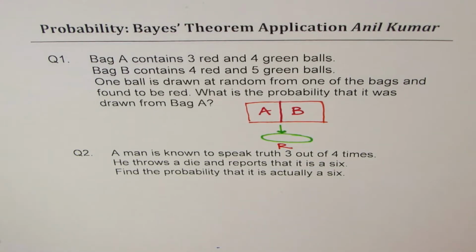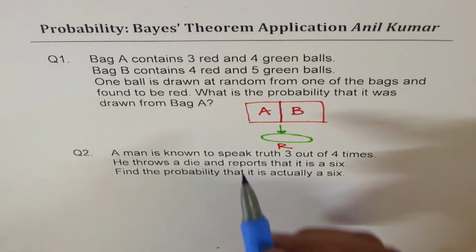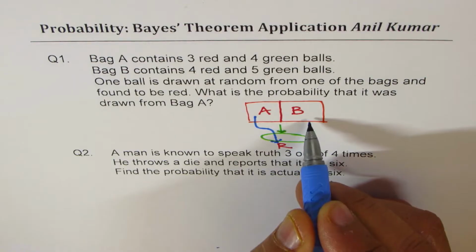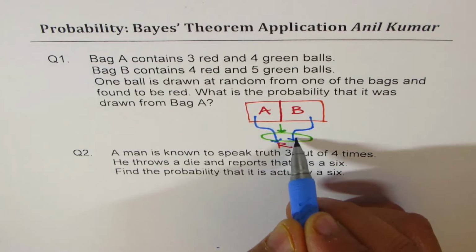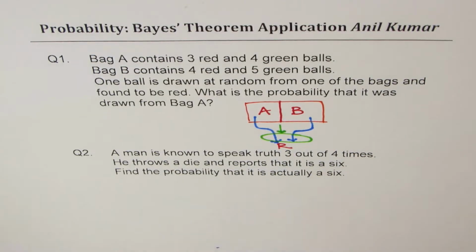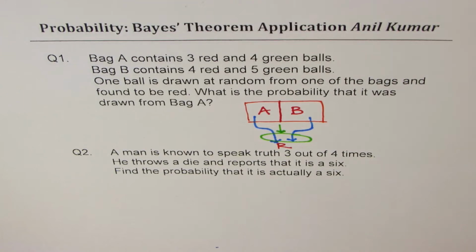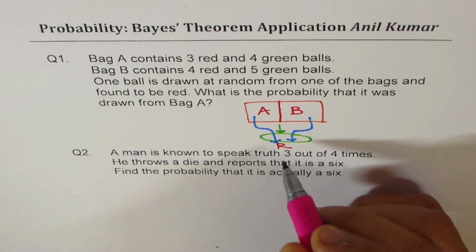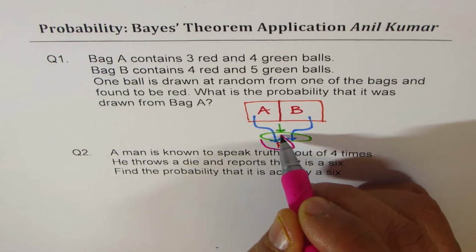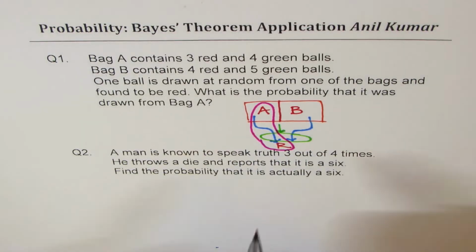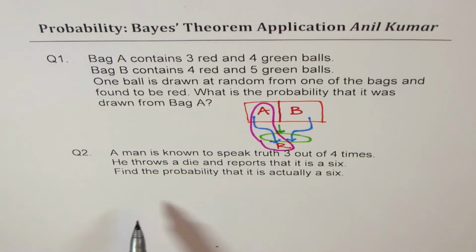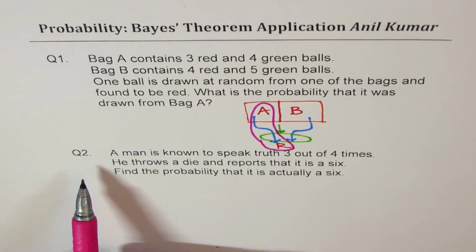Now, as you can see, this ball could have come from the source of bag 1 or could have come from bag 2. What are we trying to figure out? We are trying to figure out the probability that it was drawn from bag 1. So we are trying to link these two. What was the probability that it was drawn from bag 1? Let's look into the second question.